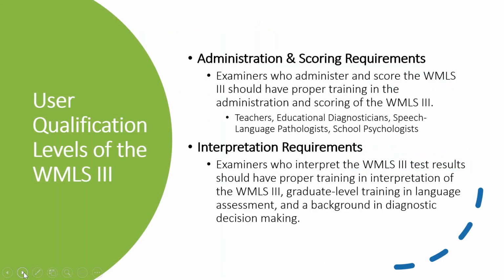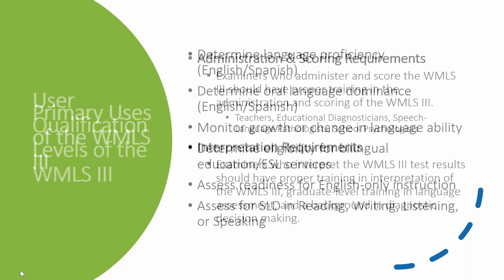So user qualification levels: administration and scoring require proper training in the administration and scoring of the WMLS 3. Again, if you're a user of the WJ Batteria products, this is really going to be easy for you to give, with the look and feel so similar, same rules, etc. Trained teachers can give this, educational diagnosticians, speech language pathologists, and school psychologists. And then your interpretation requirements do require that you have graduate level training in assessment.